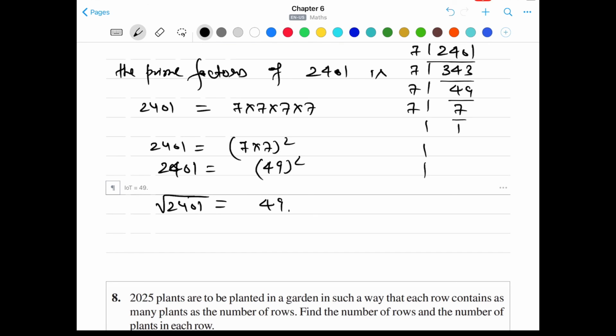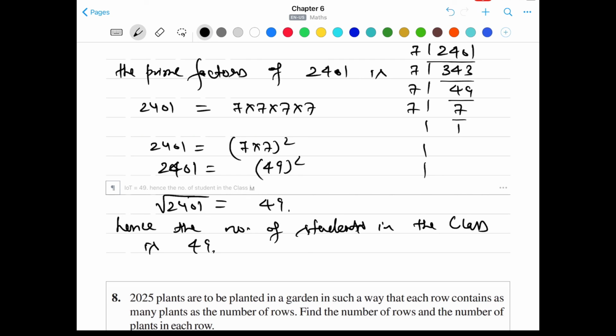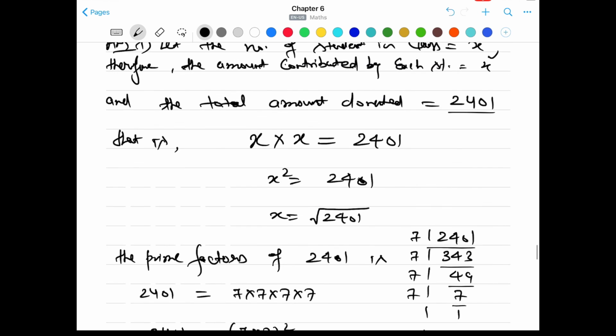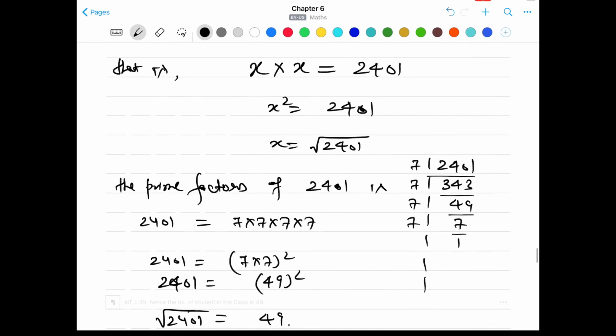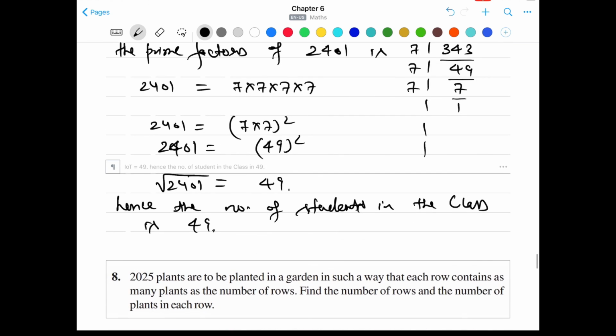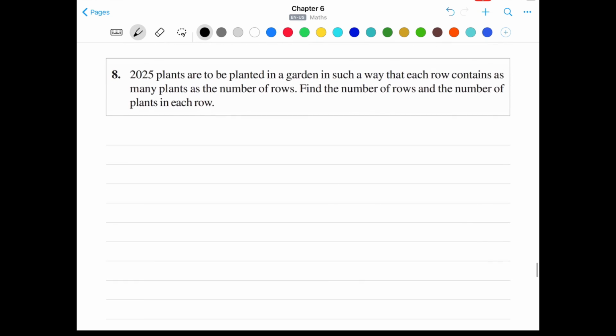Hence the number of students in the class is 49, which is the square root of 2401. Okay, I hope you understood this question. So simply we are given this number, you have to find the square root of this number, which turns out to be 49. That is the number of students in the class.